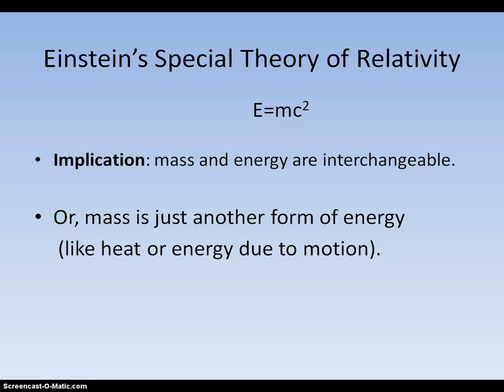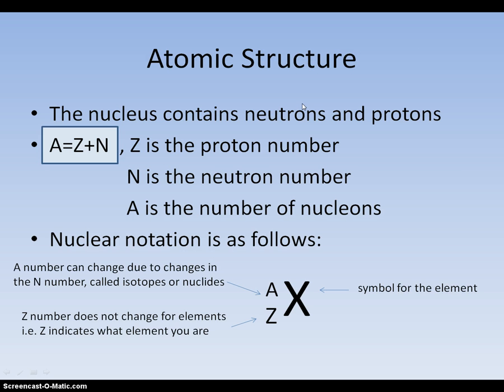We're not going to go too much into detail about it, but essentially this is where the very famous equation E equals mc squared came from. What this equation implicates is that mass and energy are interchangeable, or that mass is just another form of energy like heat or kinetic energy. So the equation is that energy is equal to mass times the speed of light squared.